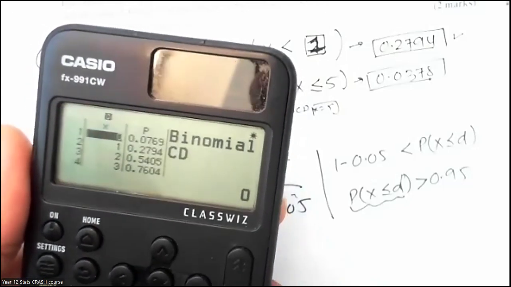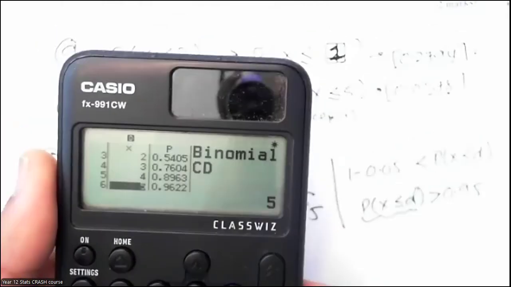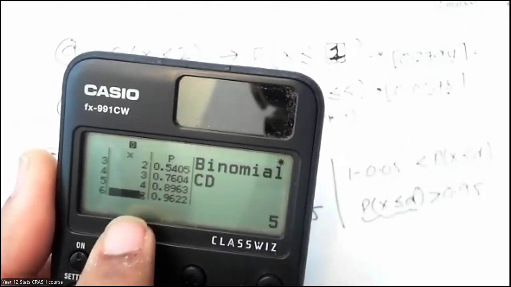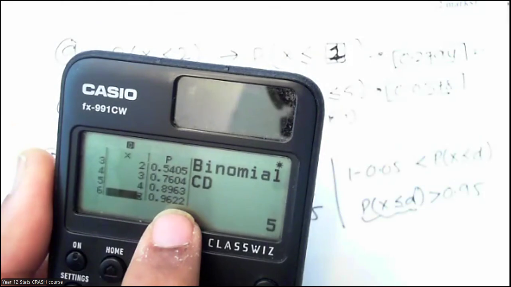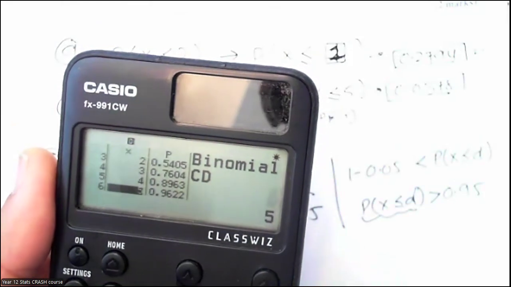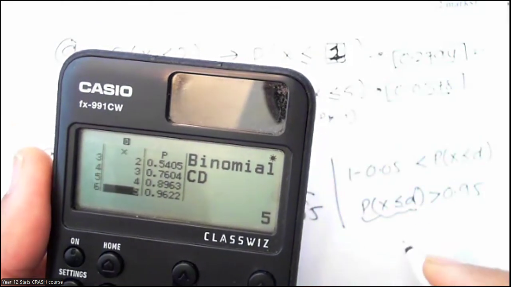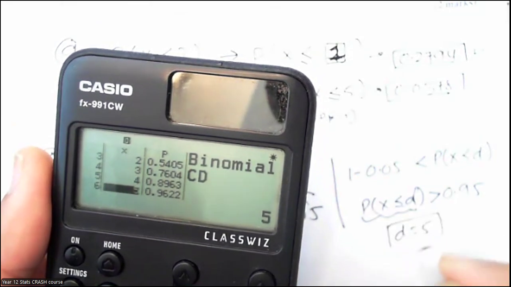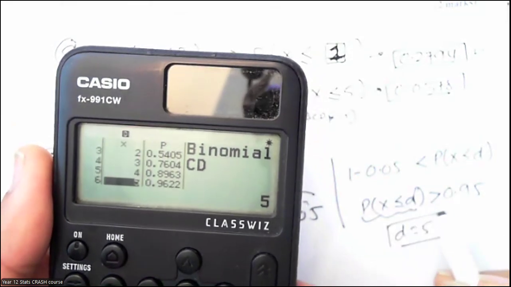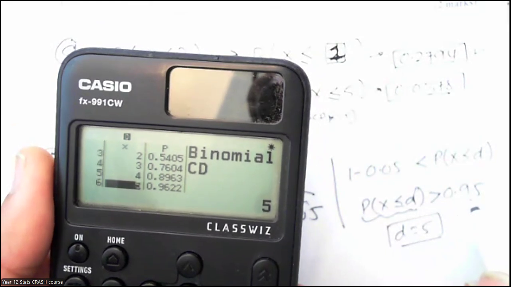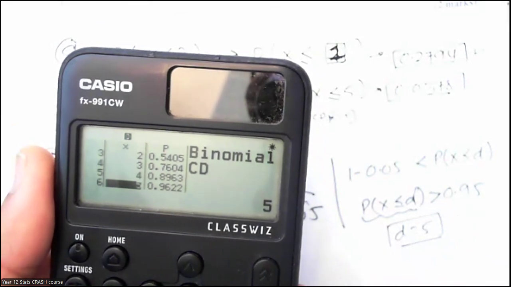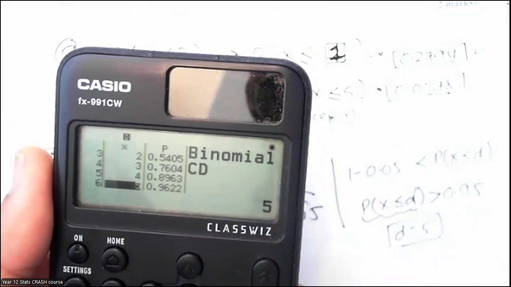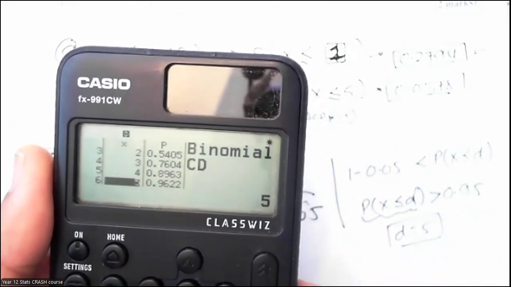So what I'm going to do, I'll type in some more numbers for X. When I typed 5, I got 0.9622. This is the first time it crosses 0.95. That is the smallest value. So D is equal to 5 because when X is less than or equal to D, it crosses 0.95. We wanted it to be bigger than 0.95. So that is the value of D, the smallest number at which production can be stopped, or he will stop production.